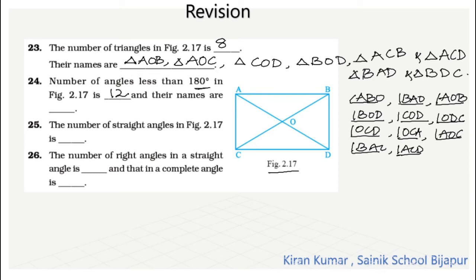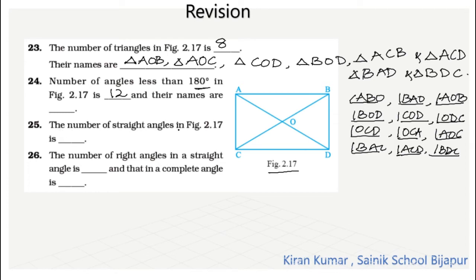these angles are 12 in number. Angle ABO, angle BAO, angle AOB, angle BOD, angle COD, angle ODC, angle OCD, angle OCA, angle AOC, angle BAC, and angle ACD. Angle BDC also. So all these angles are 12 and we have named the angles.